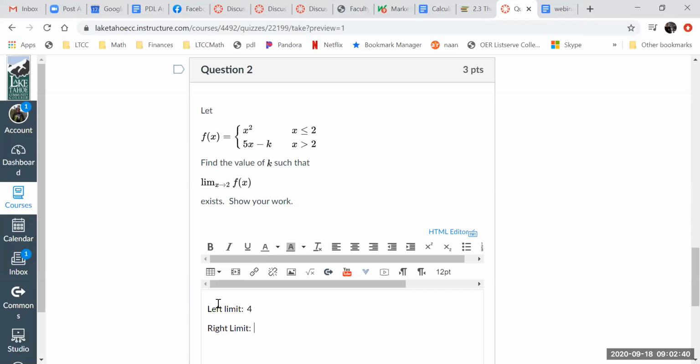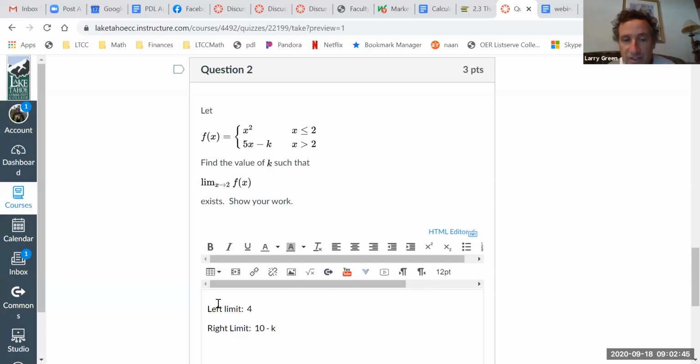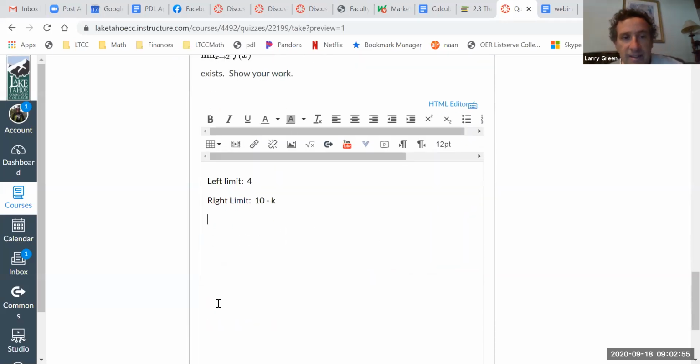Does that make sense? So it's 10 minus k, because we're taking x towards 2. That means we plug in 2, but if we're going from the right, we plug in 2 to the bottom one. That's how piecewise functions work. Now, for the limit to exist, the left limit and the right limit must be the same, because as you go from the left and from the right, you're supposed to meet. So the idea here is 4 is equal to 10 minus k. Very easy algebra, but you have to know what to do. So what's k? 6. K equals 6.